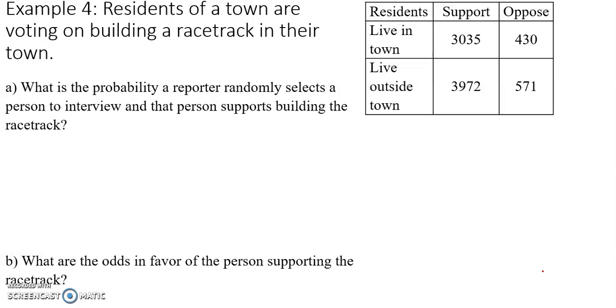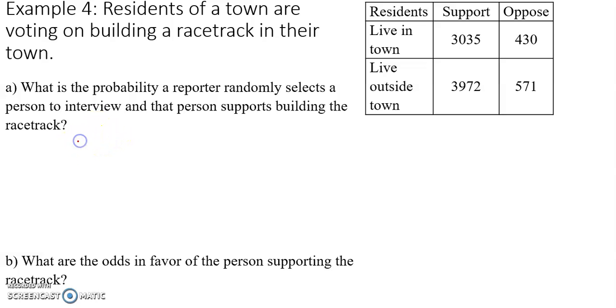Here we have a table, and we have residents of a town voting on building a racetrack in their town. We have how many live in town: 3,035 that support, 430 that oppose. Outside the town, 3,972 support, 571 oppose. We want the probability that a person is selected to interview and that person supports building the racetrack.